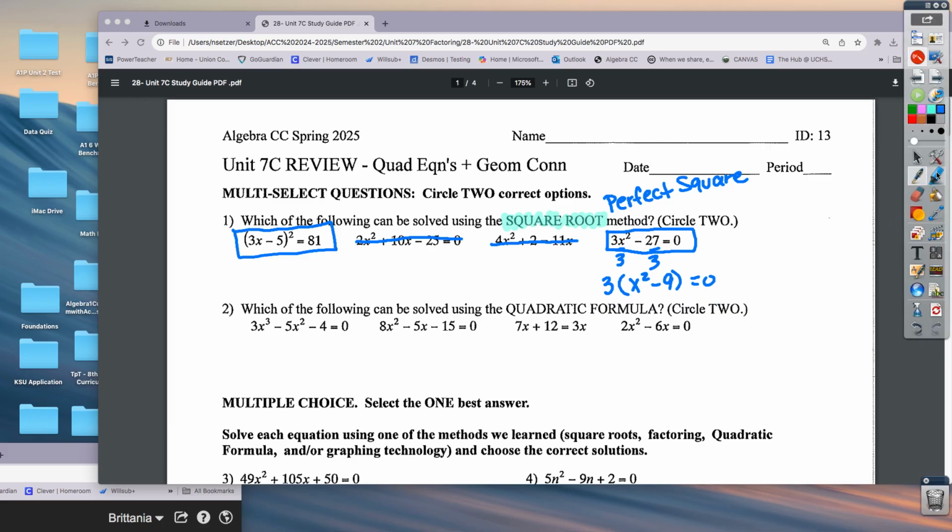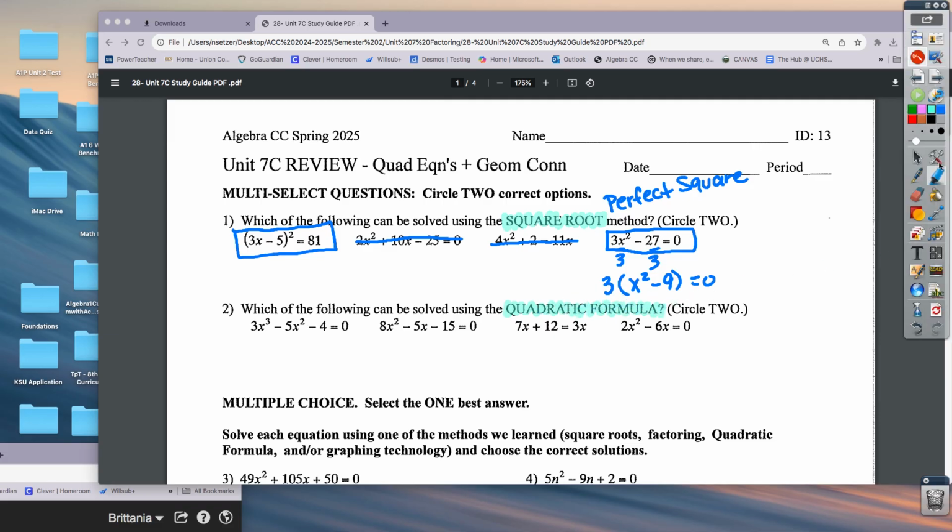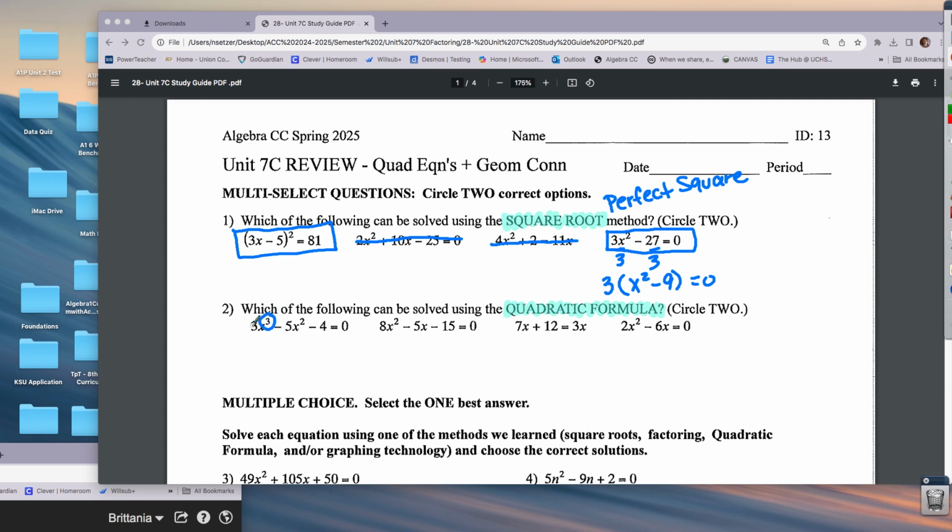All right, quadratic formula. Quadratic formula is the best. It works on all quadratics. It does not work on non-quadratics. So quadratics exist because they have x squared as the highest exponent. So anything that is not x squared does not count. So like here we've got to the 3rd power.